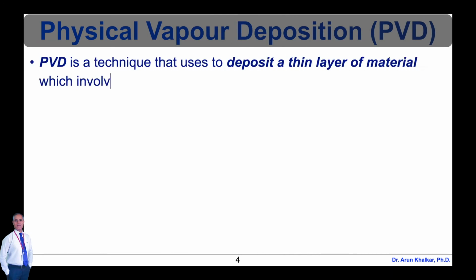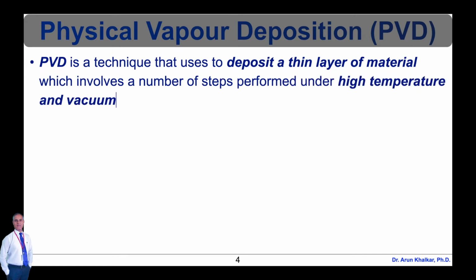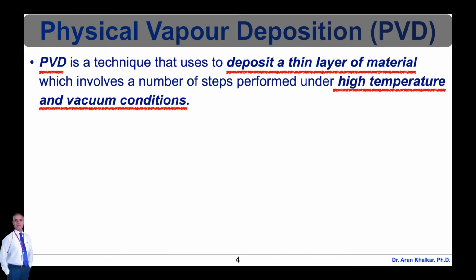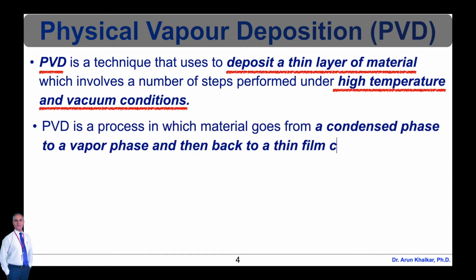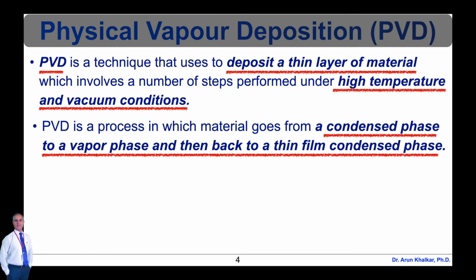As the name suggests, PVD is a technique that uses primarily physical means to deposit a thin layer of material. PVD involves a number of steps performed under high temperature vacuum conditions. PVD is characterized by a process in which the material goes from a condensed phase to a vapor phase and then back to thin film condensed phase. The most common PVD processes are sputtering and evaporation.